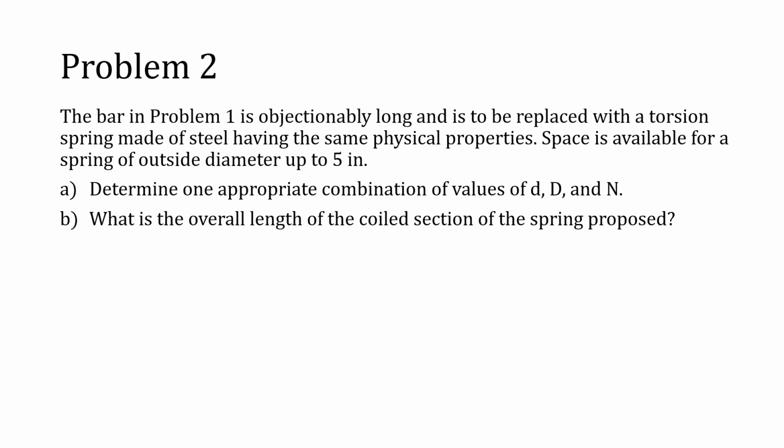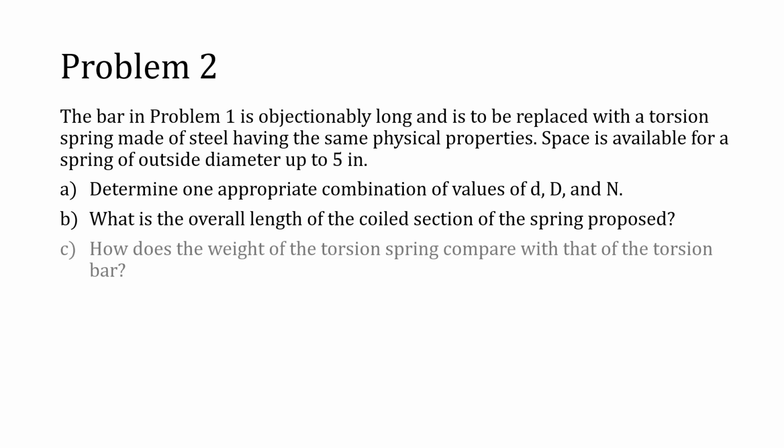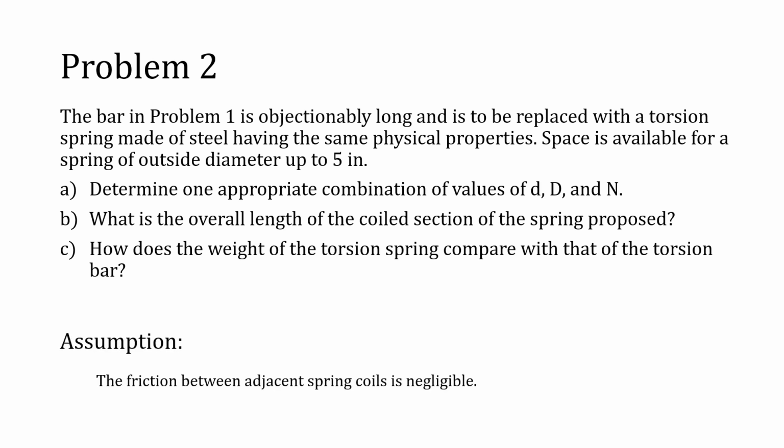One thing to mention is that for part A, you could have different answers here. There's not only one solution. Part C, how does the weight of the torsion spring compare with that of the torsion bar? So we're just going to compare the two. Getting into it, we only have one assumption, and that is that the friction between the adjacent spring coils is negligible. So the spring isn't rubbing up against itself in a way that is going to affect any of our calculations.